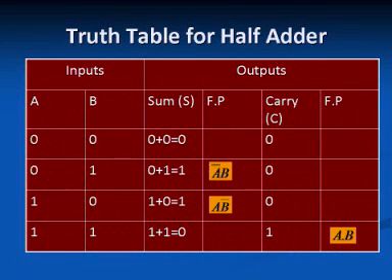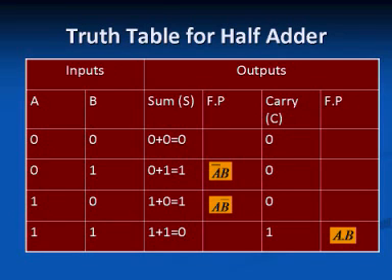We know 0 plus 0, sum will be 0 and no carry is generated. 0 plus 1 equals 1 without carry generation. 1 plus 0 equals 1 and no carry is generated. 1 plus 1 is equal to 0, but a carry equal to 1 is generated this time. Thus, fundamental product corresponding to A equal to 0 and B equal to 1 is A bar into B for the sum.